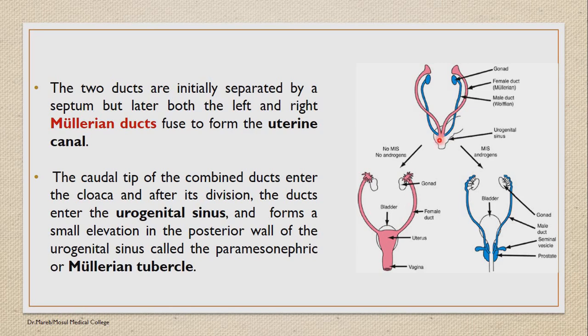Now the caudal tip of the combined ducts, the right and left, will enter the cloaca, and after its division, the ducts enter the urogenital sinus, and they will form a small elevation in the posterior wall of the urogenital sinus, and this is called the paramesonephric or Mullerian tubercle.